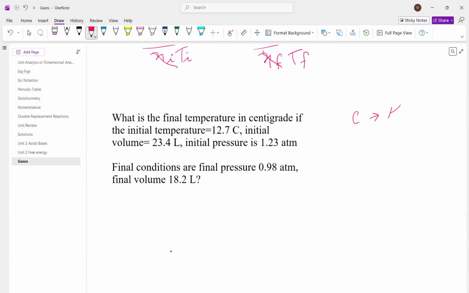Okay, first thing we need to do is convert C to K. Now C is smaller than K, that means we have to add 273 to get to K. So it's going to be 12.7 plus 273 equals 285.7 K.